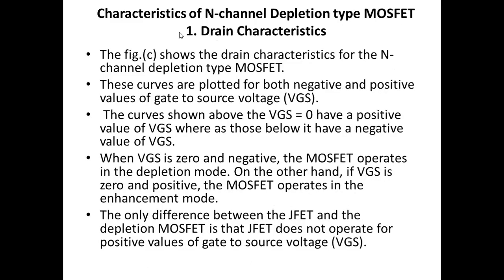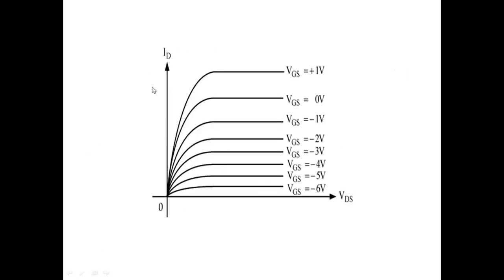Now go for the characteristics. In the characteristics, first we go for the drain characteristics. This figure shows the drain characteristics for the n channel depletion type MOSFET. These curves are plotted for both negative voltages and positive voltages. These are the negative gate-to-source voltages, the positive gate-to-source voltages, and VGS is 0.